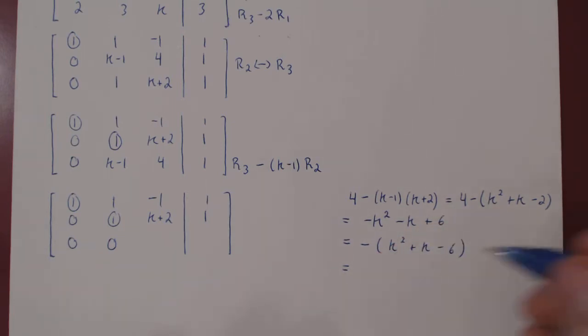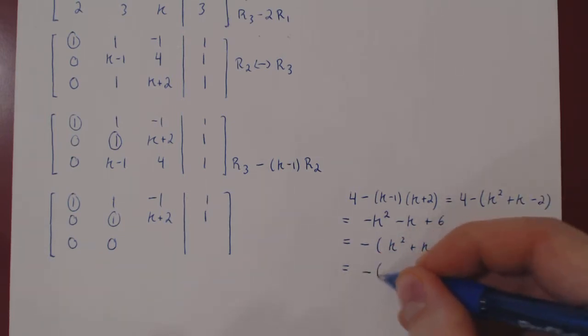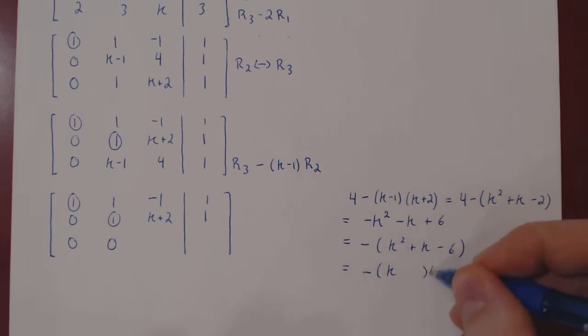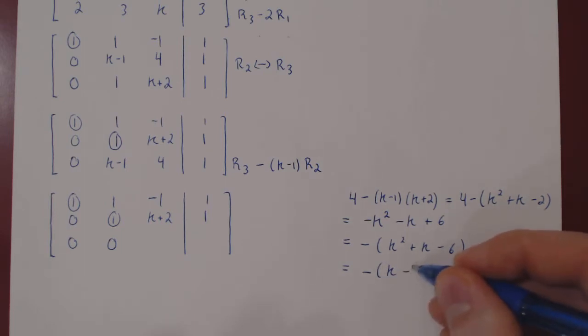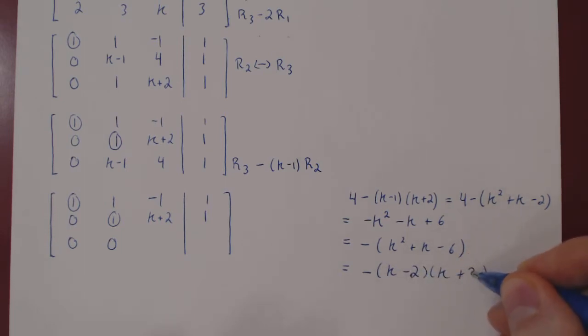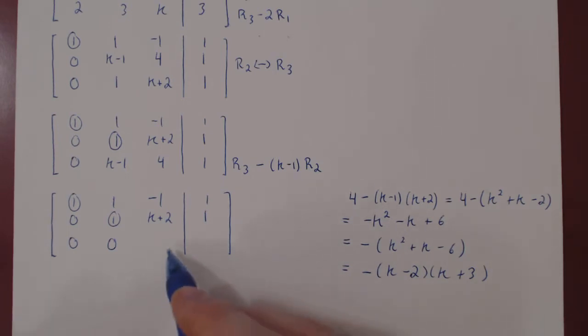And now let's try the sum and product trick. Can we factor by inspection? The product would be negative 6, the sum would be positive 1. Well, this is negative 2, positive 3. k squared plus 3k minus 2k is plus k minus 6, check. And so we have our entry here, the negative of this expression.